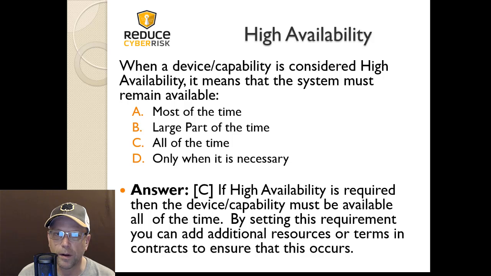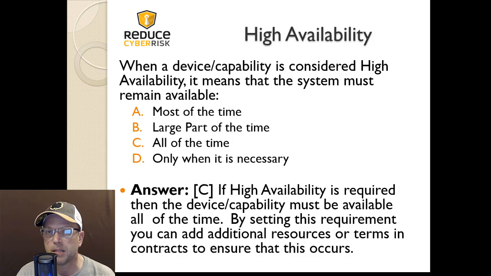Now, again, when a device capability is considered high availability, it means that the system must remain available most of the time, a large part of the time, all of the time, or only when it is necessary. And the answer is C. If high availability is required, then the device or capability must be available all the time. Usually you have multiple systems in place, multiple firewalls, multiple switches, whatever it might be, that's designed as high availability. If one dies, the other one flips over and it is operational.